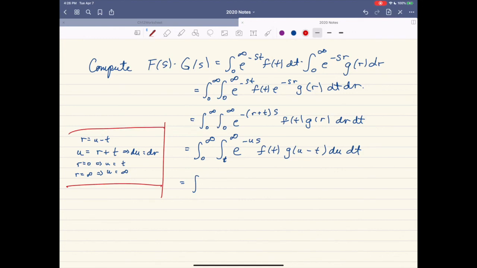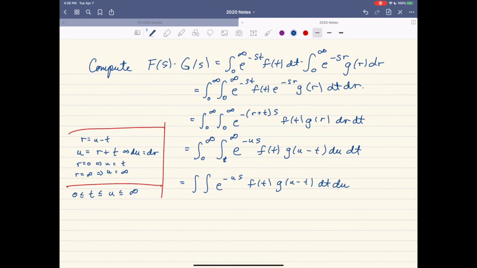So we know right now, I think it's just worth writing down, u goes from t to infinity, and t goes from 0 to infinity. And so if we switch the bounds of integration, I'm going to leave the inside alone. So f of t, g of u minus t, du dt. This again is just Fubini's theorem, right? This tells you that you can switch the order of integration as long as your function is nice enough. So let's just assume that our function is nice enough.